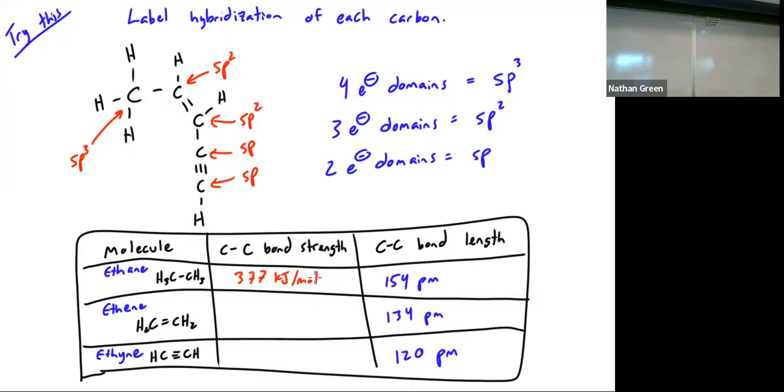I think a reasonable guess would be twice as much, right? So ethane has 1 bond. Ethene has 2 bonds. So ethene should be whatever 377 times 2 is, right? Twice as strong. I did the math. I'm not doing it in my head. If you take 377 times 2, you get 754, which is not the bond strength of ethene. The bond strength of ethene is 728.